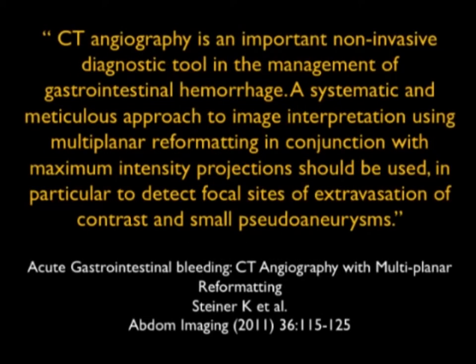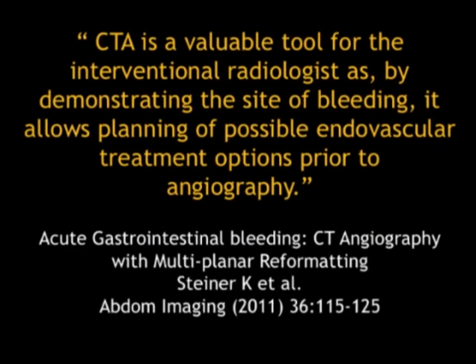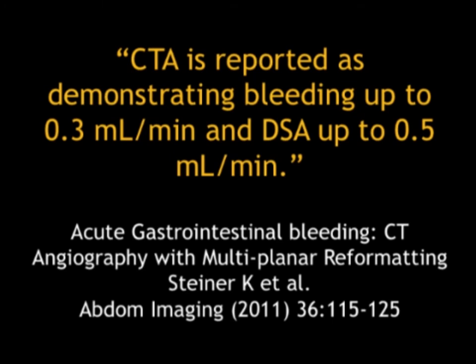CT angiography is a critical tool. With fast scanners, we're able to become the primary diagnostic test for looking at GI bleeding. This article by Steiner made the point that CT with multiplanar and 3D imaging like MIP is particularly valuable for detecting sites of contrast extravasation or small pseudoaneurysms, and, being an interventional radiologist, he mentioned that it allows possible endovascular treatment options prior to angiography. It allows you to detect bleeding at a lower rate than DSA would require, and many people will say very clearly that if the CT is negative, you do a good quality CT, do not do angiography. It's not worthwhile.